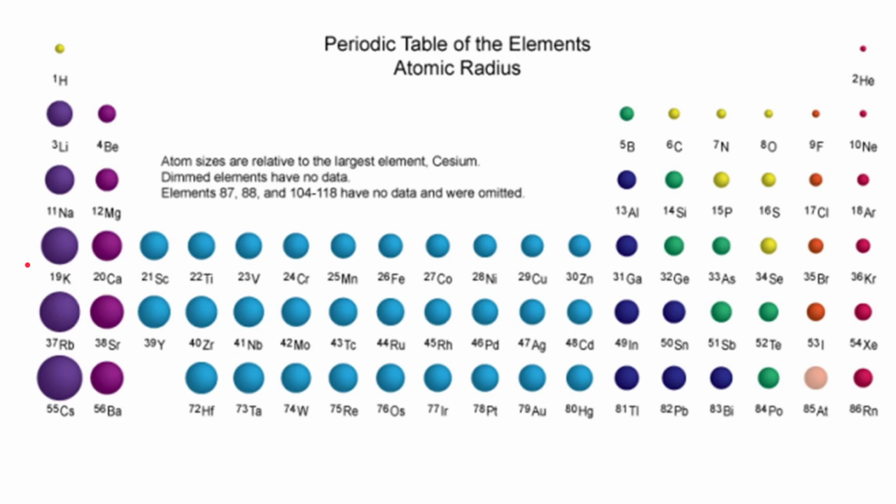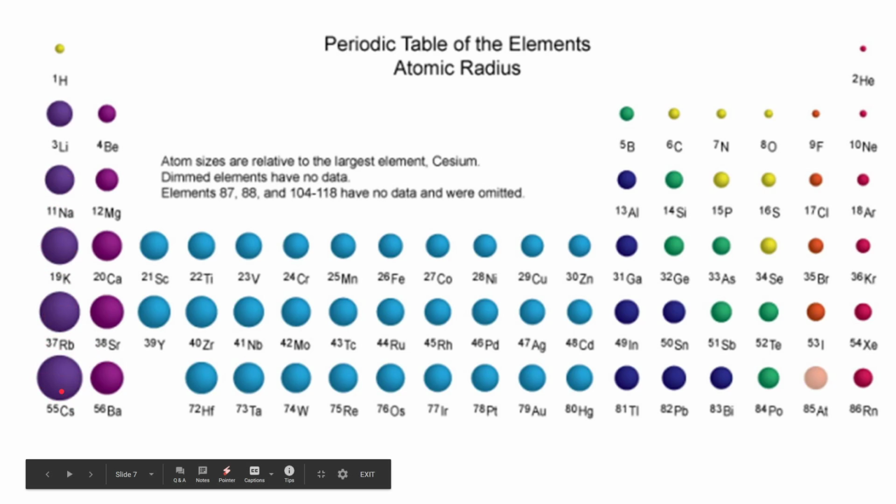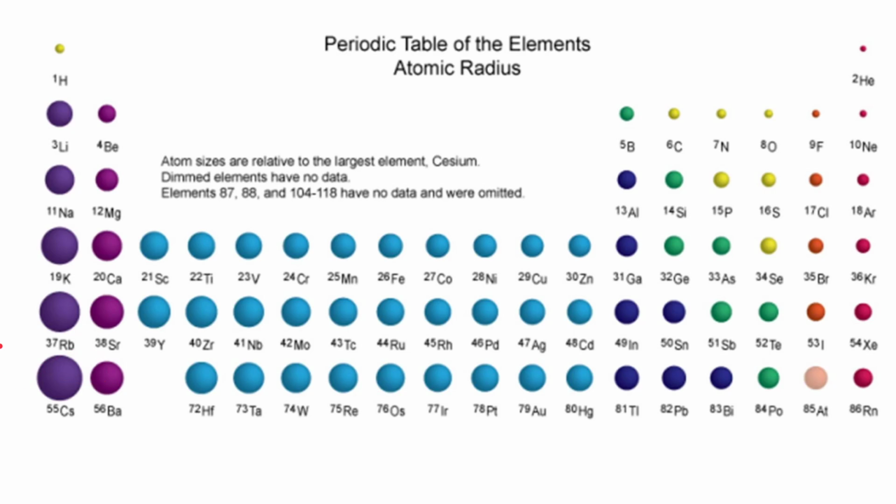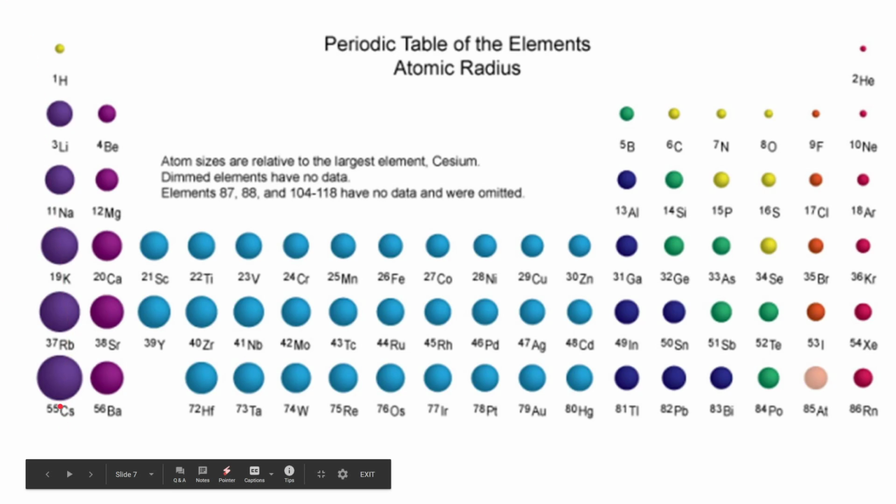Well, there's a couple reasons, but the main reason is as we go down, each row we're adding another electron shell. So here we just have the one electron shell, here we have 2 electron shells, here we have 3 electron shells, 4 electron shells, 5 electron shells, 6 electron shells. So the more shells of electrons, the further out they're going to hang. Okay? So as you go down, you're adding in more shells of electrons.